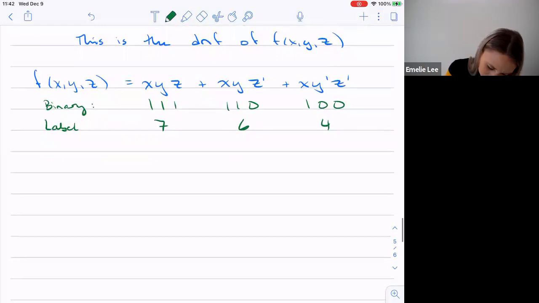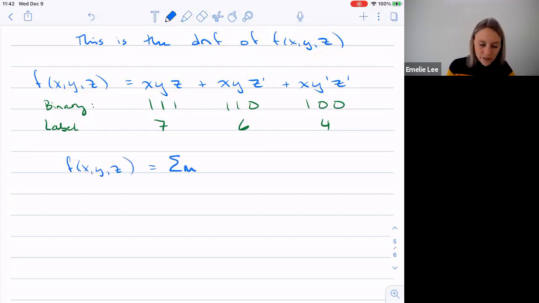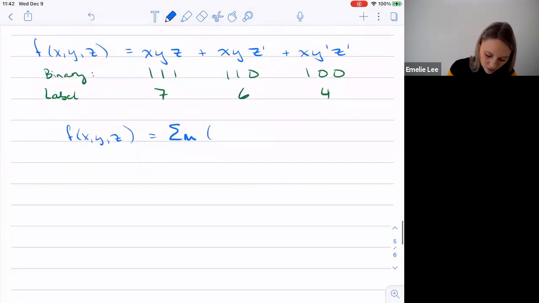So then the sum of the min terms, so f of x, y, z, in terms of the sum of the min terms is going to be, and we write them in order, right? 4, 6, 7.